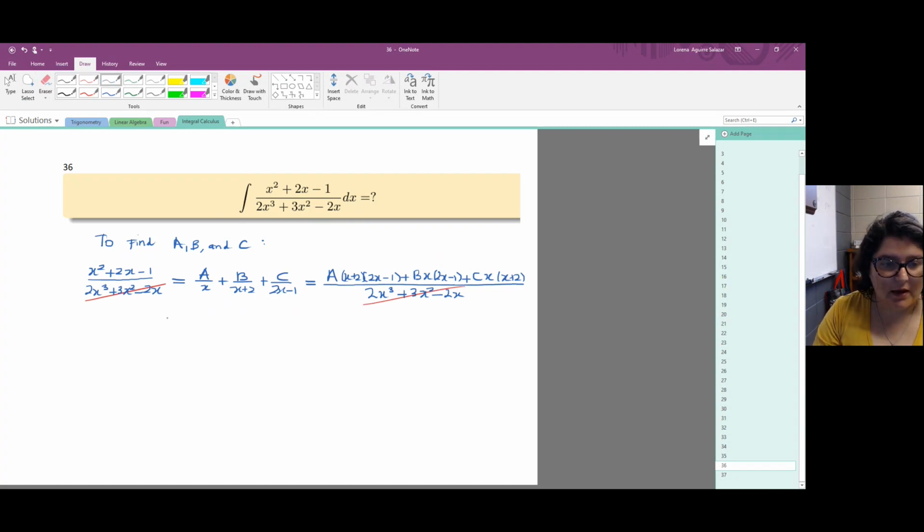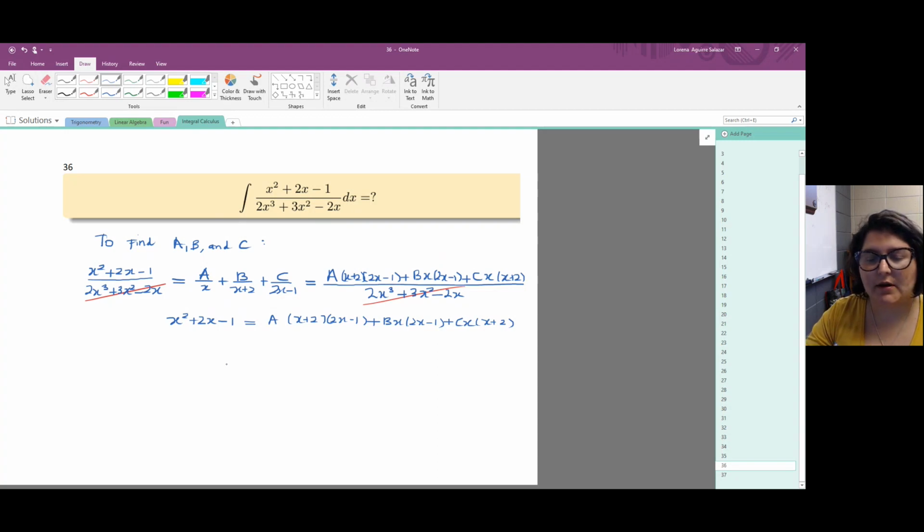Then we need x squared plus 2x minus 1 to be equal to a times x plus 2 times 2x minus 1, plus b times x times 2x minus 1, plus c times x plus 2. And that equality should be true for all values of x. And we're supposed to find a, b, and c, so that the equality holds for all values of x.